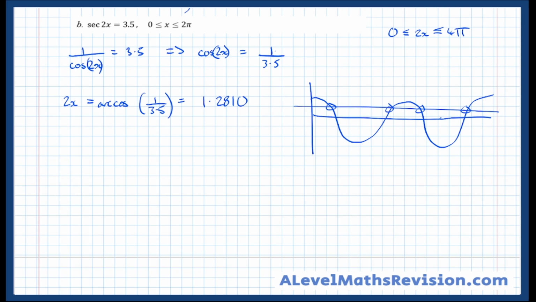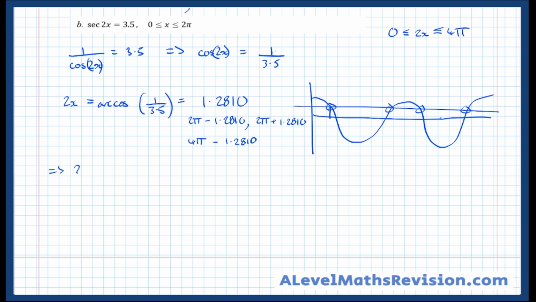There's going to be 1.2810, which is that one. There's going to be 2 pi minus 1.2810. There's going to be 2 pi plus 1.2810, and there's going to be 4 pi minus 1.2810. They're all 4 solutions for 2x.